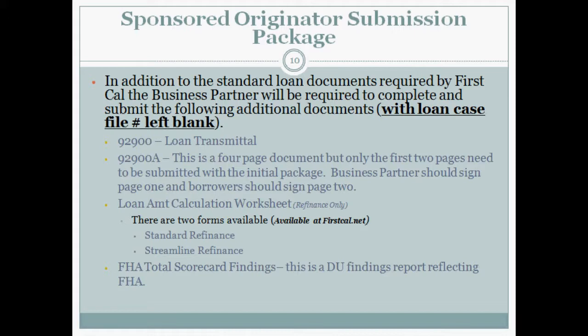If you're doing a refinance transaction, you'll need to submit a loan amount calculation worksheet. There are 2 forms available at firstcal.net. The first is a standard refinance, and the second is for a streamlined refinance. And last of all, you'll need to submit an FHA total scorecard findings. This is the DU findings report specific to FHA.